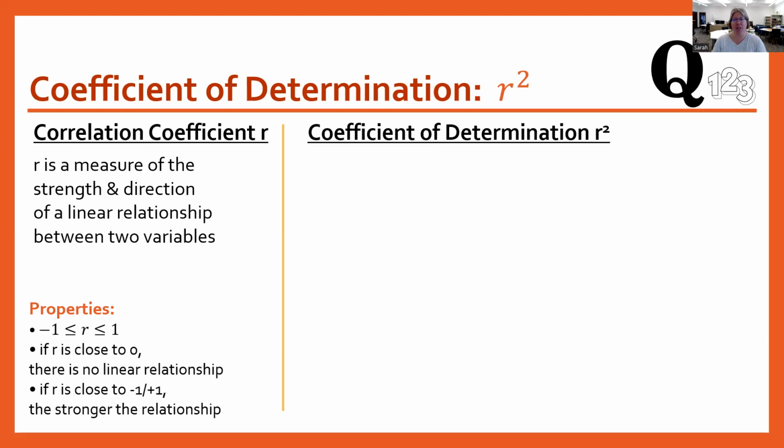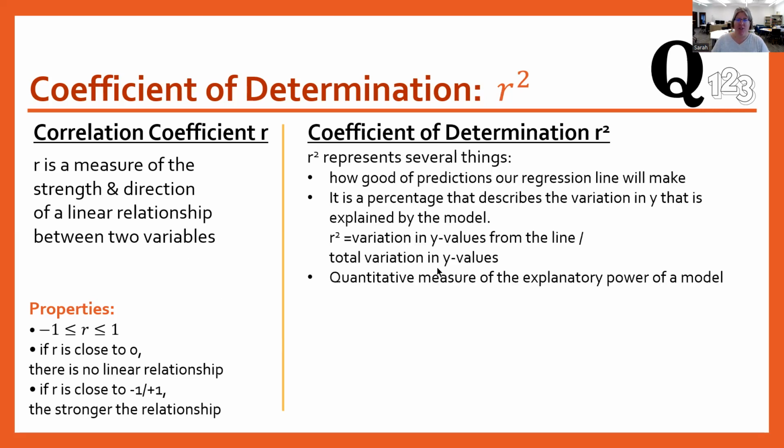Now, if we take r and we square it, so we multiply it by itself, that's called the coefficient of determination. So r squared does a couple of things for us. It tells us how good the predictions are that we can make with our regression line, which is a really important feature. You don't want to be using that regression line if it's not going to make useful predictions. It's also the percentage that describes the variation in y that is explained by the model. That is a huge mouthful to just say that where we put the line and where the dots fall in relationship to that, it's giving us the variation that comes from the location we put the line.